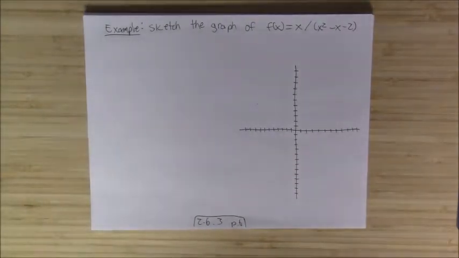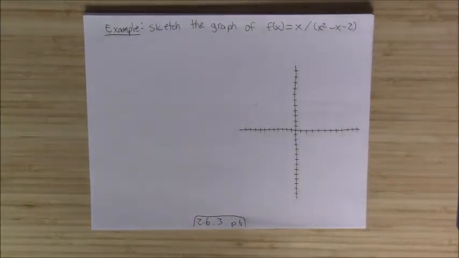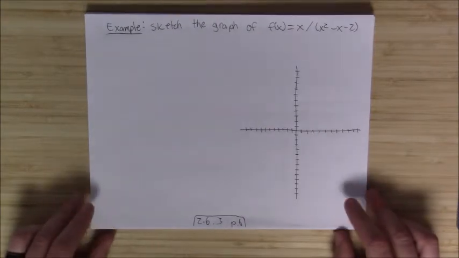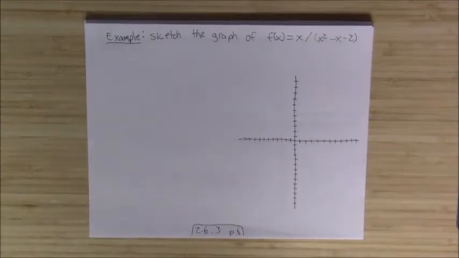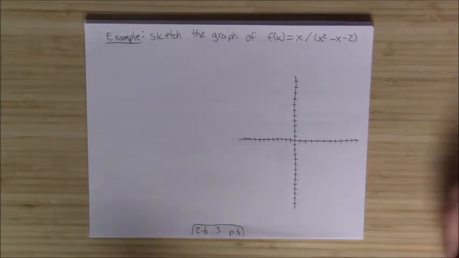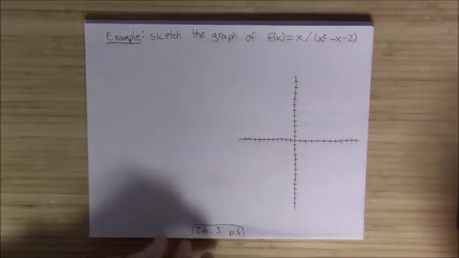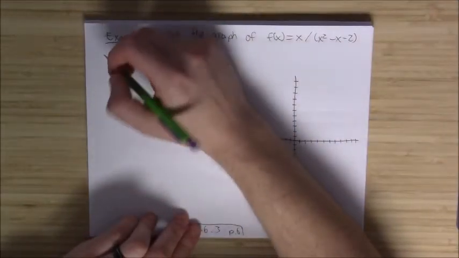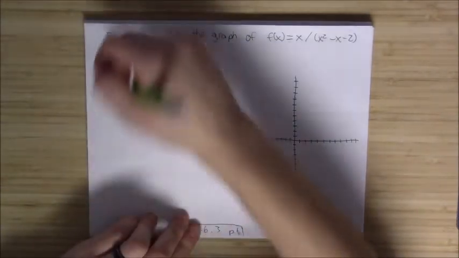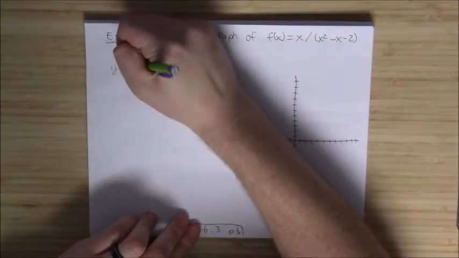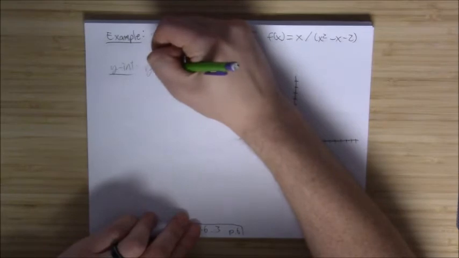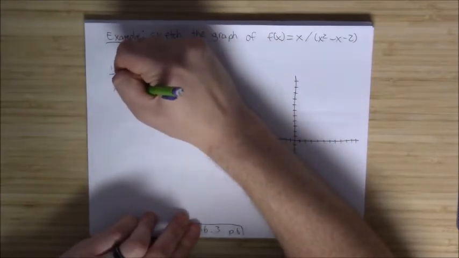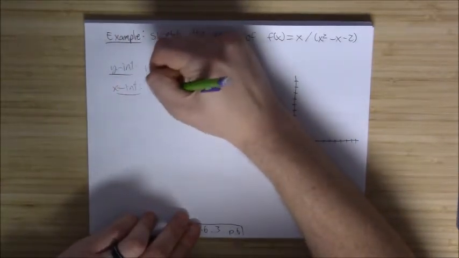All right, finally, we're going to look at a little bit of a harder example. So let's go ahead and sketch the graph of f of x equals x over (x squared minus x minus 2). Here, plugging 0 in, we get 0. So we have a y-intercept of y equals 0. Of course, that's also our x-intercept, x equals 0.